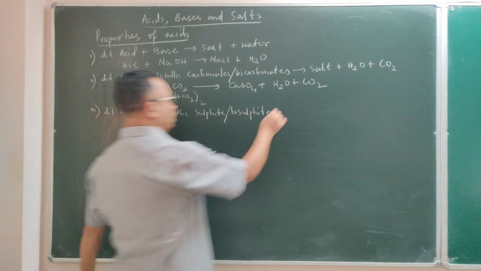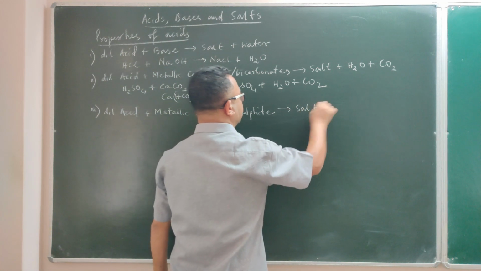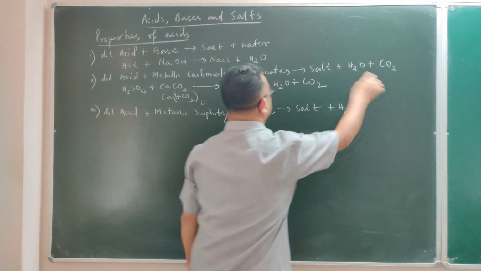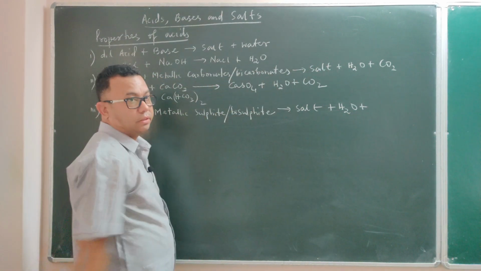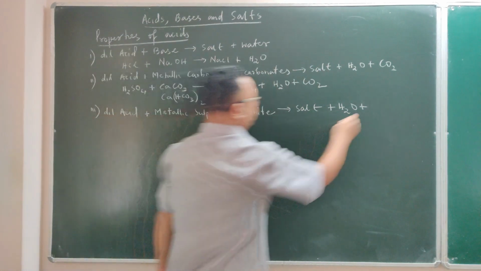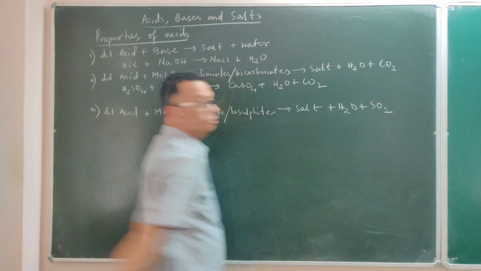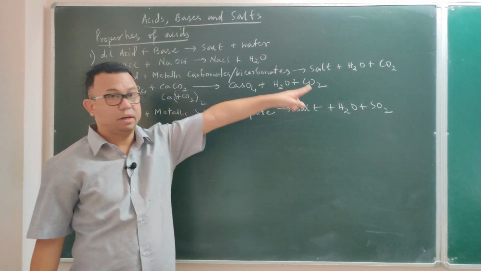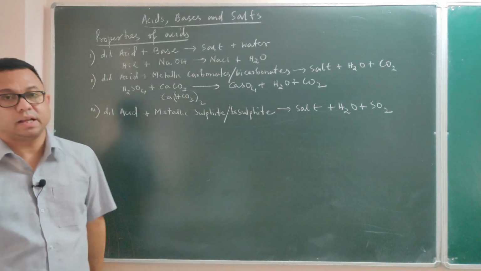To give you, very similar one, a salt, as you can see there, salt, here also it is salt, plus water, and then since it was a carbonate, that is why it was carbon dioxide. Now since it is a sulfide, it will give you sulfur dioxide. So the only difference is in the gas which is produced. So there carbon dioxide gas is produced, here sulfur dioxide gas is produced.